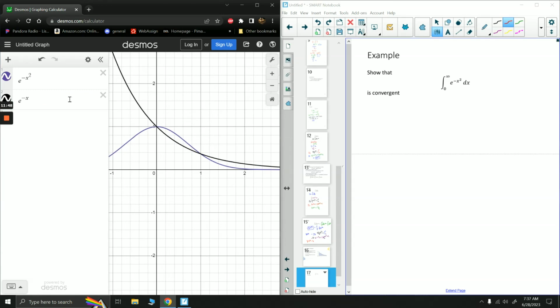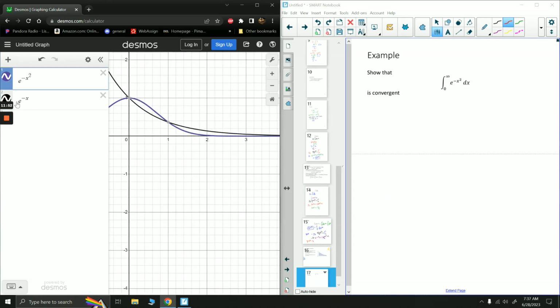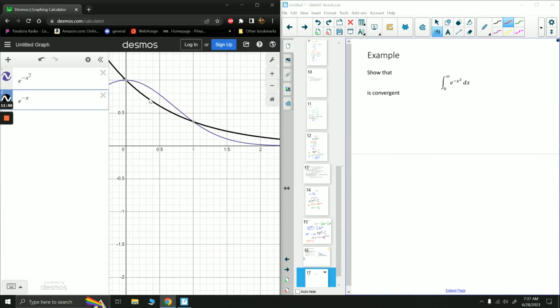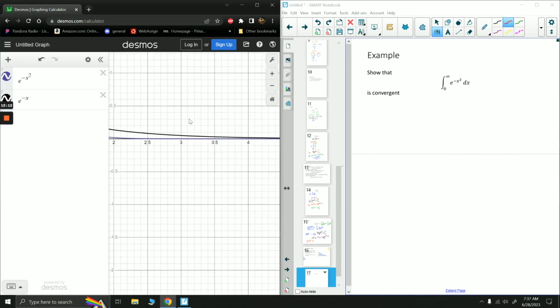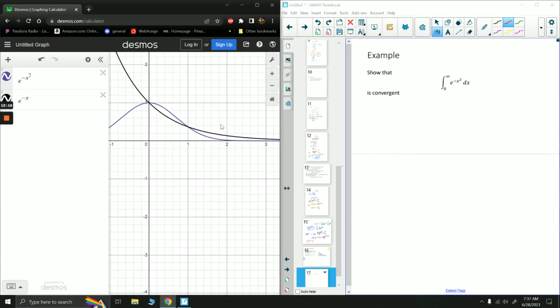Okay, so e to the negative x is going to work for us. This is something we can integrate. And while e to the negative x is less than e to the negative x squared from 0 to 1, it doesn't really matter, because it's greater than our function off into the infinities. So this will work just fine.